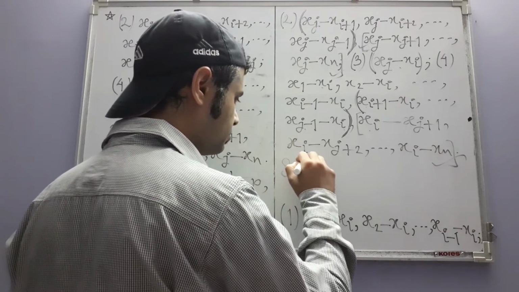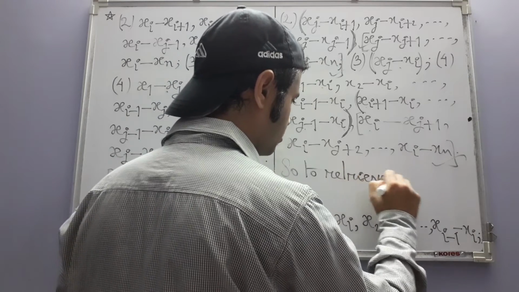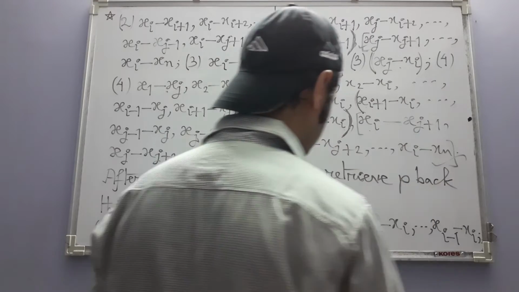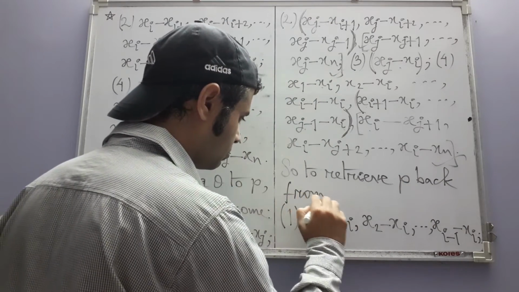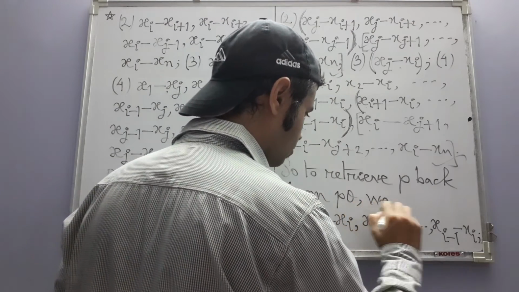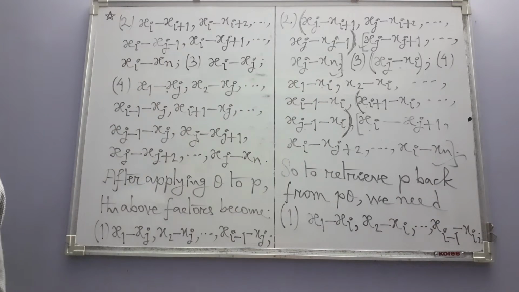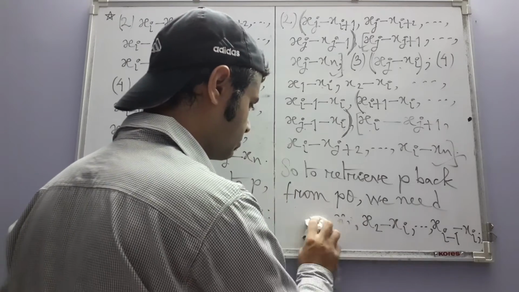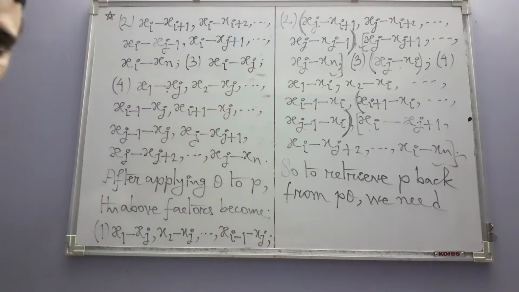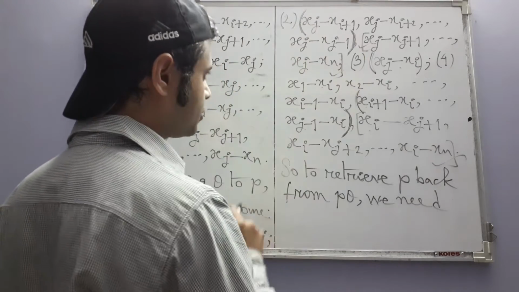So to retrieve P back from P theta, we need how many sign changes? That now we have to calculate. That will be determined based on how many problematic factors we have.